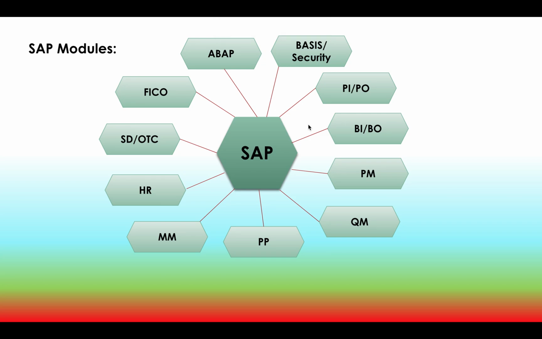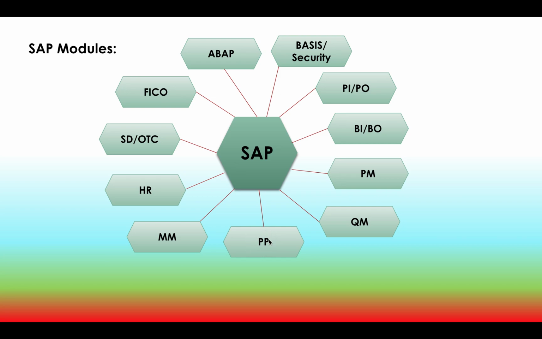So SAP has many core processes, called modules. FICO, we discussed it. This is related to all payments and financial transactions in the company. Sales, shipping, billing, everything comes under sales and distribution, or the order to cash module. Employee management activities come under HR. All procurement activities come under materials management.